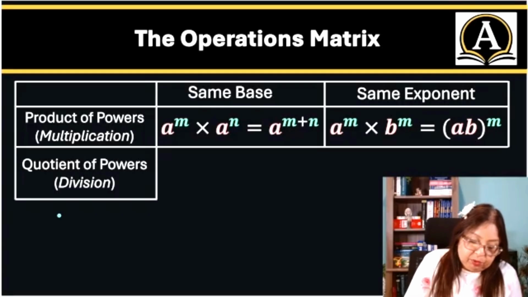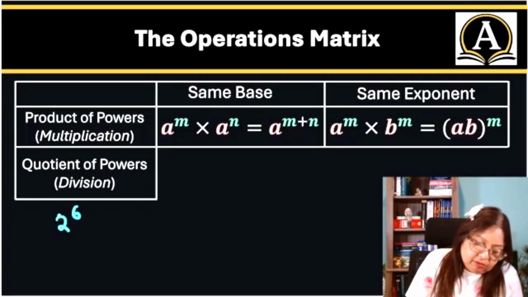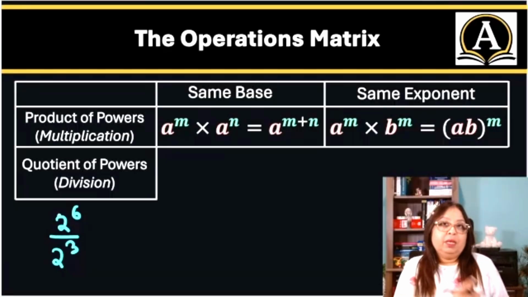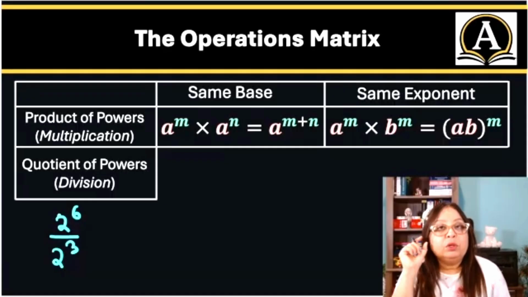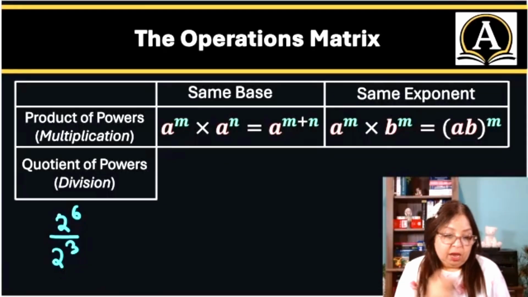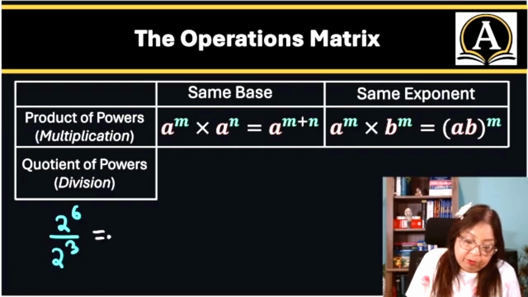Let's say you have two numbers, 2 to the power 6 and 2 to the power 3. Let's divide them. That is, let's find the quotient of 2 to the power 6 and 2 to the power 3. Now, the numerator, we could write it out as a product of 6 2's.